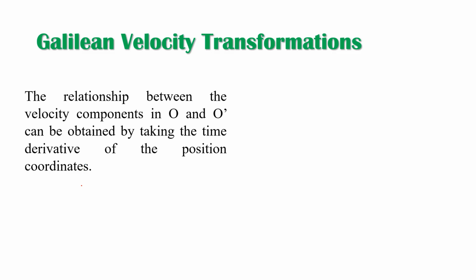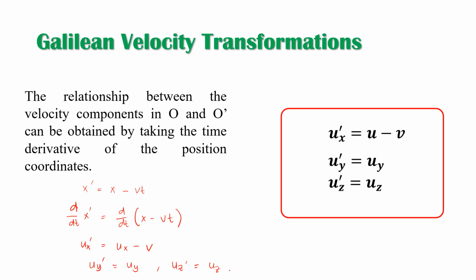Thus, from here, x prime equals x minus vt. We can take the derivative with respect to time. We have d/dt of x prime equals d/dt of (x minus vt). So we have u sub x prime equals u sub x minus v. And for the y and z components of the velocity, u sub y prime is just equal to u sub y, and u sub z prime is just equal to u sub z. So these are the Galilean velocity transformations.